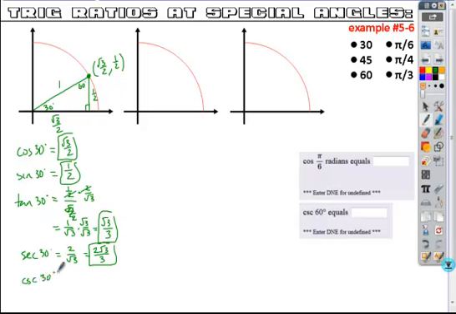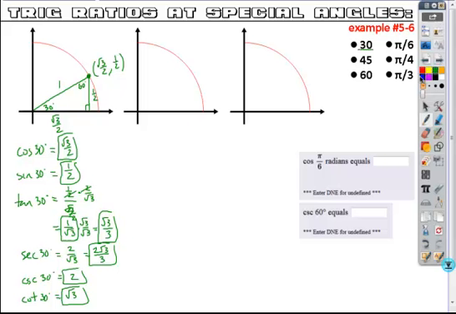The cosecant of 30 degrees is the reciprocal of 1/2, which is 2. And then the cotangent of 30 degrees is going to be the reciprocal of the tangent. If you go to this form right here, 1 over root 3, and we take that reciprocal, we get root 3 over 1, and that would be your cotangent. So that's the 30-degree angle.